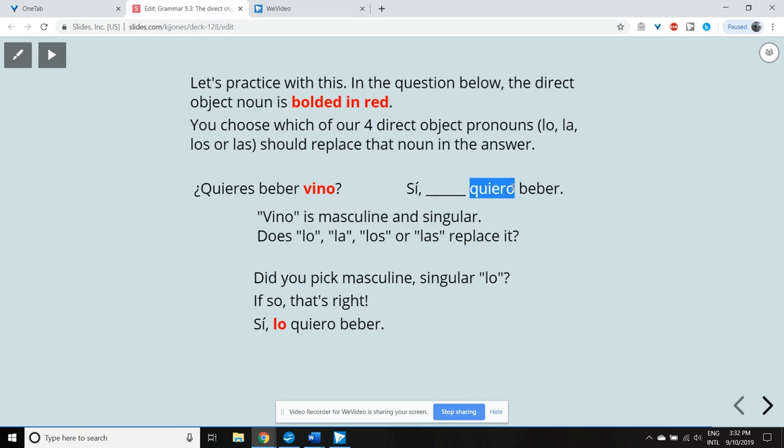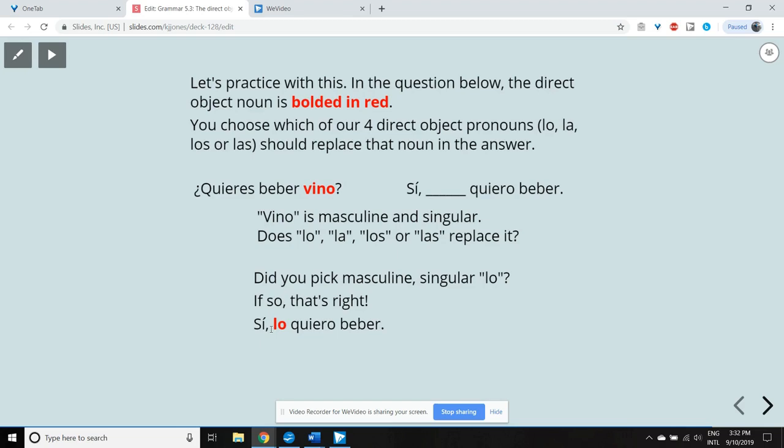We just want to say, I drink it. Normal stress, nothing emphatic. If we were going to be emphatic, the yo would go right after the sí, and it would be sí, yo lo quiero beber. But again, it's not normal or natural to keep the subject pronoun yo in this sentence.